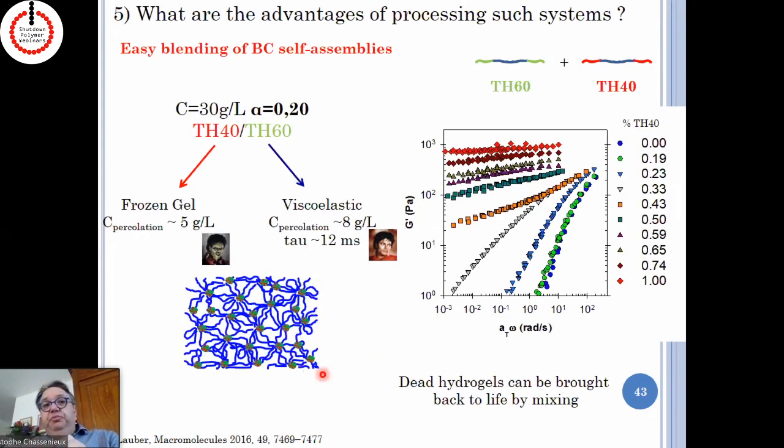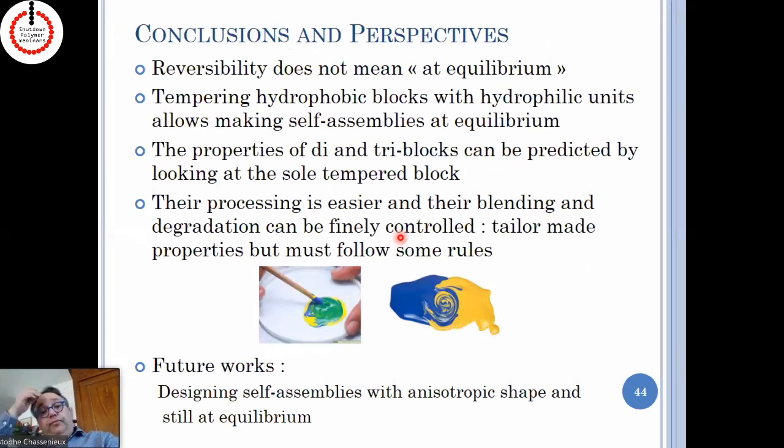And it's even possible, if you have a dead hydrogel, to have a relaxation time. So the dead hydrogel is here. You have no relaxation that you can measure from the point of view of your rheology. And if you mix these dead hydrogels with a living hydrogel, you can measure a relaxation time, which means that you are able to transform something dead into something which is living. So, as a conclusion, a very important message. Reversibility does not mean equilibrium.